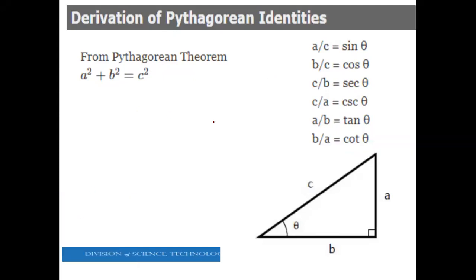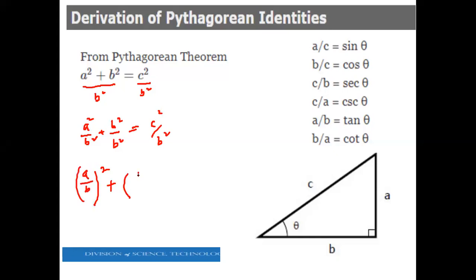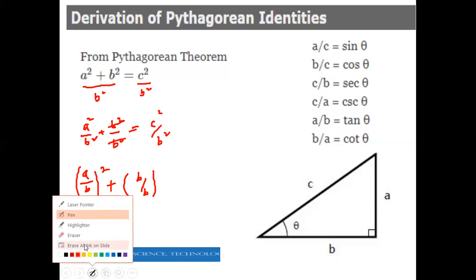Pythagoras theorem: c square is equal to a square plus b square. Now, the second formula. If we divide both sides by b square, we have a square divided by b square plus b square divided by b square equal to c square divided by b square. So we can write (a over b) whole square plus (b divided by b) whole square. If you cancel b with b, we have only one here. So we have one.